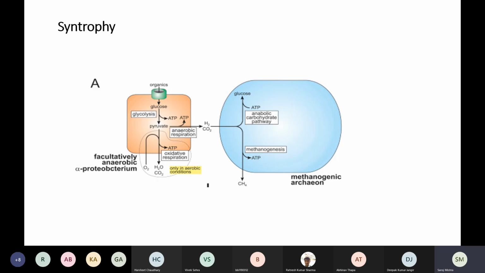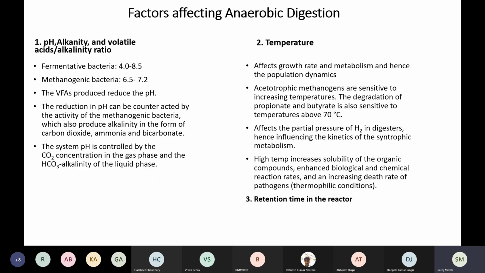Okay, so please, it's a very important concept. Two diverse groups: these are all bacteria, whereas this is an archaeon. Bacteria are completely different, and archaea are totally different. So I hope everybody understands, it's a very, very important point of syntrophy.